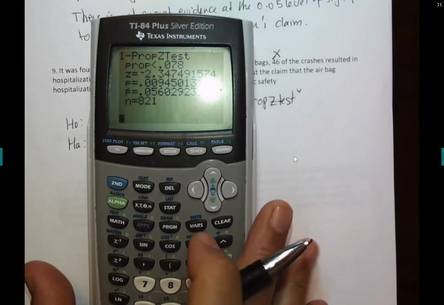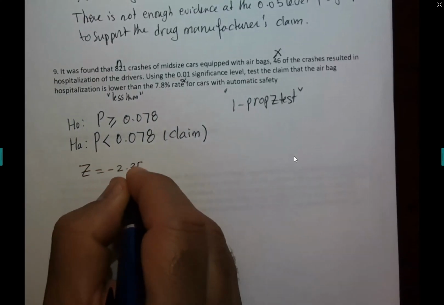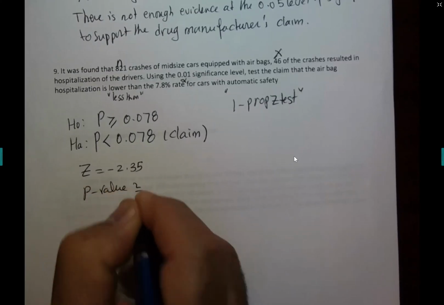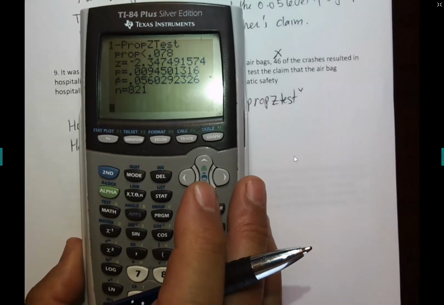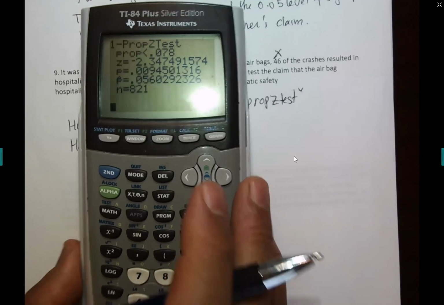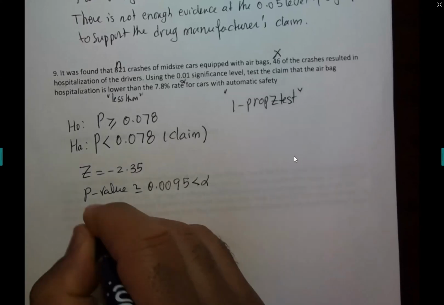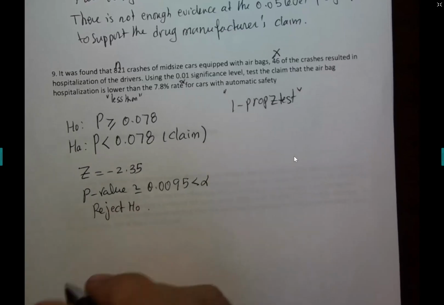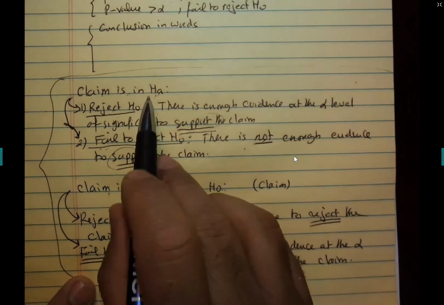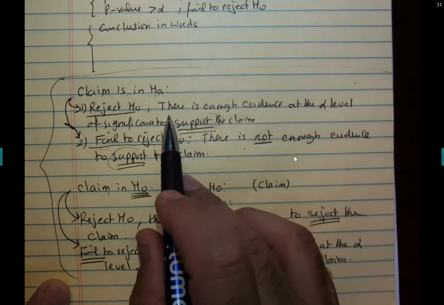Z is negative 2.35. P-value is, there you go, I'll show it to you again, 0.0095, which is less than alpha for sure, guys. You reject H0. Okay, let me go back to my yellow sheet. Claim is here. You reject H0, what do you say? There is enough evidence at the alpha level of significance to support the claim.